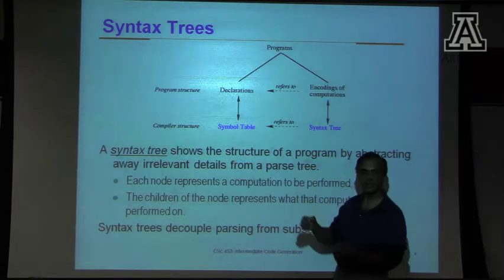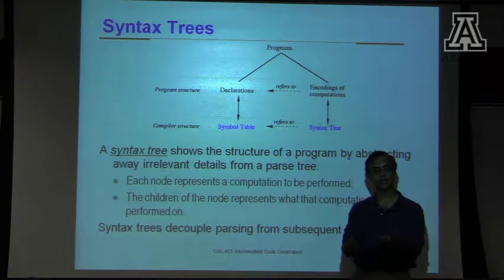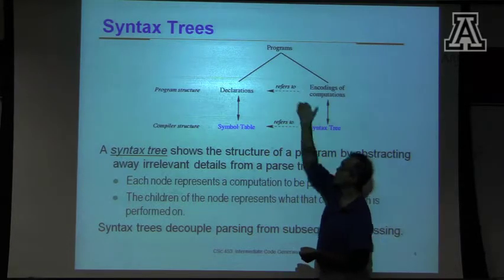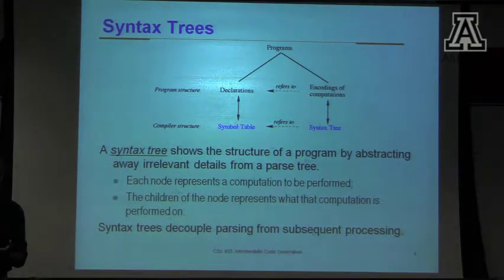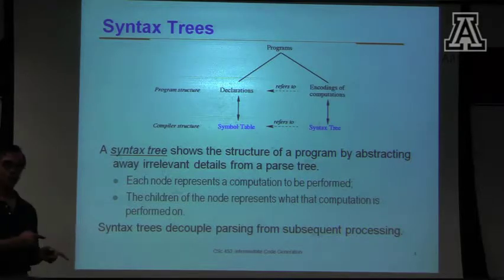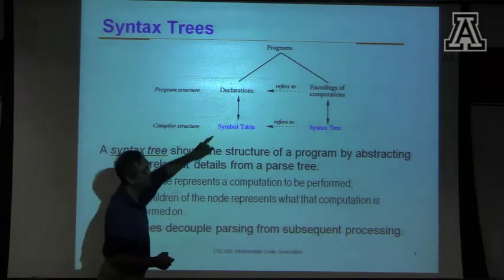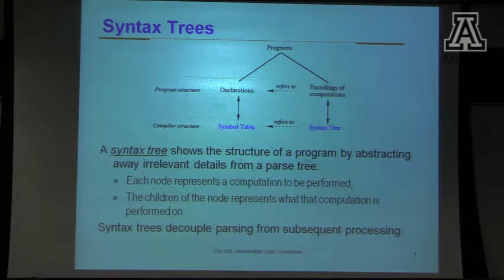And the stuff that I have in blue is simply making concrete what it is that the compiler does to reflect what the program is stating. So the program has an encoding of a computation, and those computations operate on things that are in the declarations. In the compiler's representation, it constructs some encoding of the computation. And for now, that will be the syntax tree. And the syntax tree refers to things that are in the symbol table. Okay, so now let's go and make this more concrete.